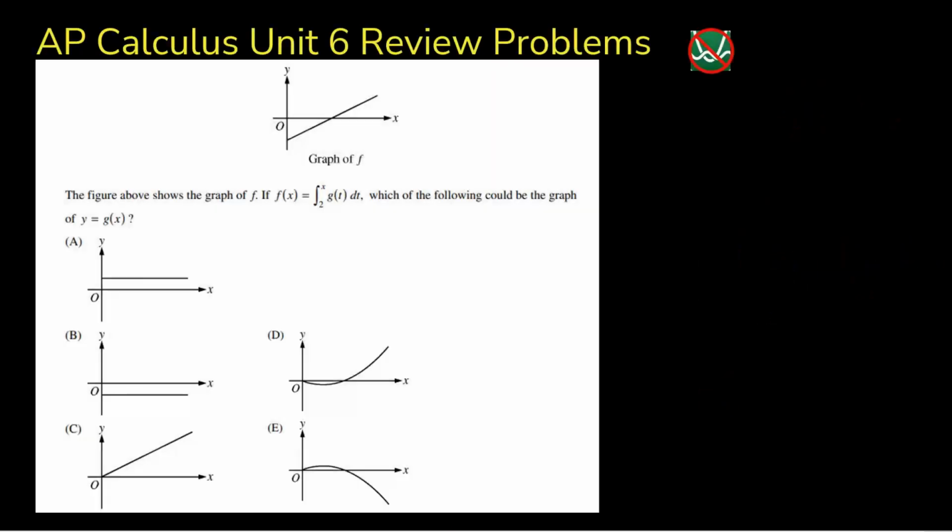So here we have the figure that shows the graph of f. Notice that f is the definite integral from 2 to x of g of t dt. Which of the following could be the graph of g? F is the definite integral of g, so f prime is equal to g of x.